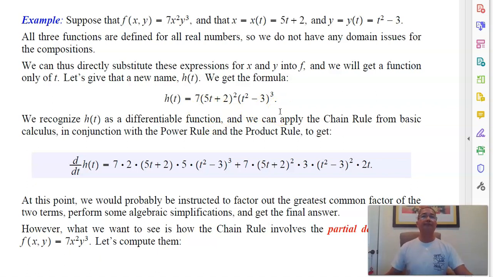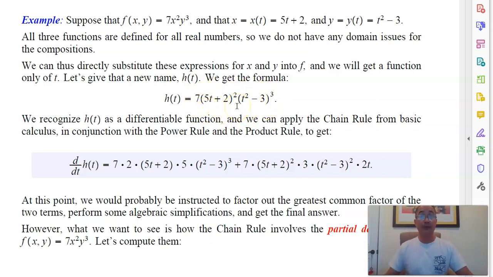Okay, so let's find the derivative. We will need a combination of the constant multiple rule, easy enough, the power rule, and of course the chain rule. Oh, and the product rule. Don't forget the product rule. Okay, so let's break it down. So what is the derivative of this thing?